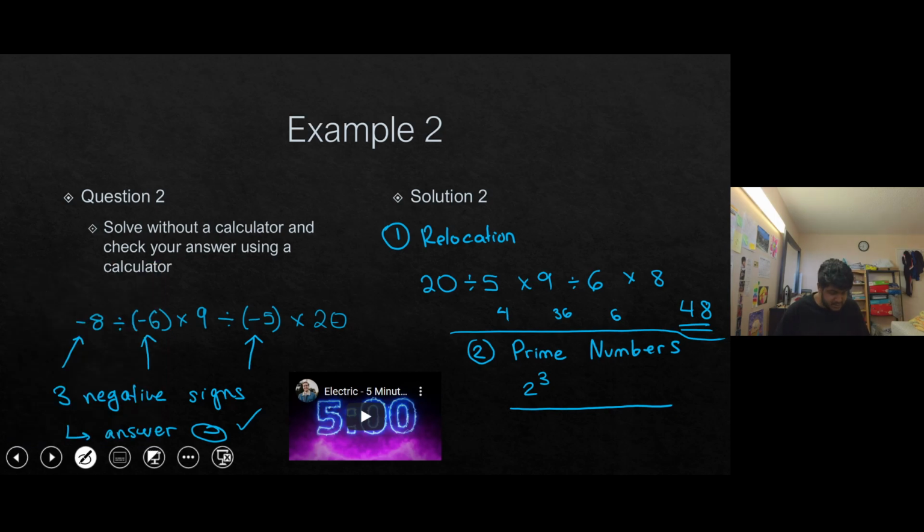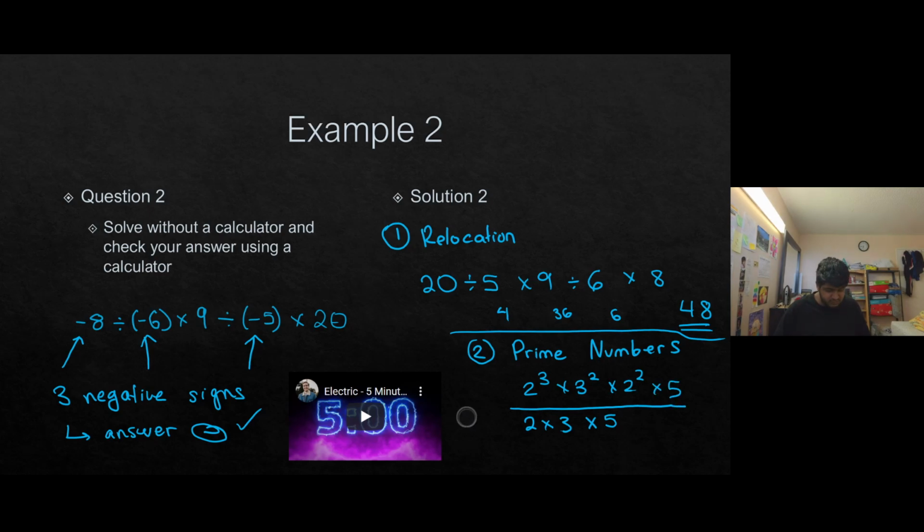6 is being divided. It goes at the bottom, and it is equal to 2 times 3. There we go. 9 is 3 squared. It's being multiplied, so it goes on the top. My bad. 5 is being divided. It is also prime, so we're just going to put that at the bottom. And 20 is being multiplied, so we're going to put that on here. 20 is equal to 4 times 5. 4 is 2 squared, so times 2 squared. Times 5 on the top.